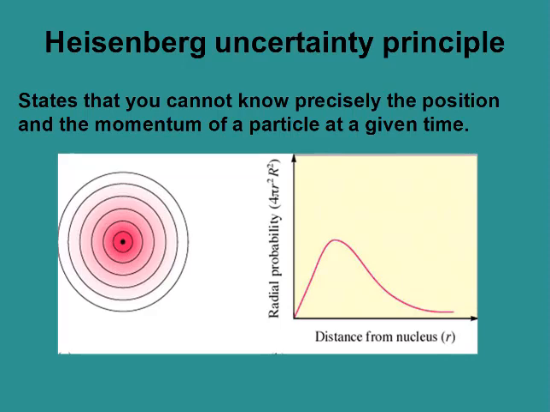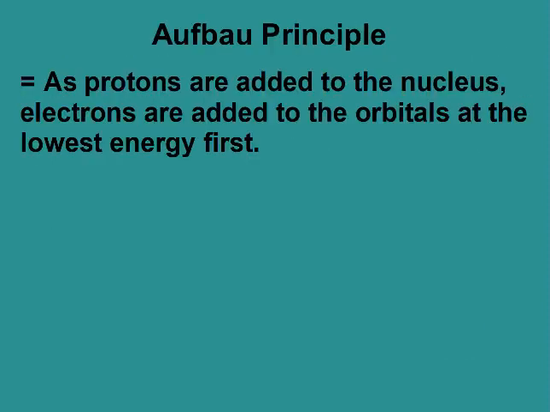Heisenberg's uncertainty principle states that you cannot know precisely the position and momentum of a particle at a given time. You can know one or the other, but not both. The Aufbau principle says that as protons are added to the nucleus, electrons are also added to the orbitals at the lowest energy first. So Aufbau, they have to enter the lowest energy first.